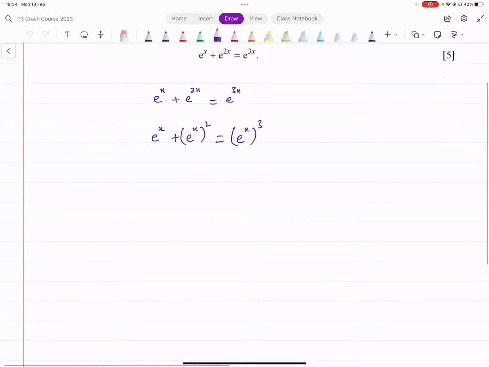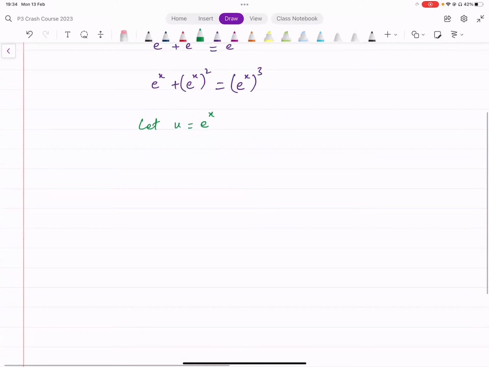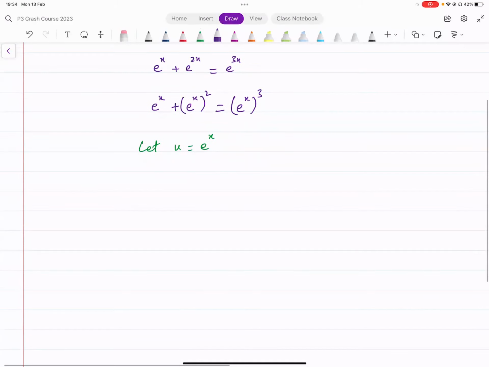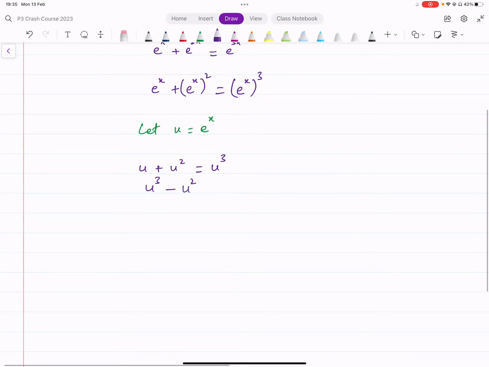And now you could say, let's use a substitution and say, let u equals e power x. What does that give us now? That gives us u plus u square, and that equals u cube. This is a cubic equation now. You can see how to solve this. Take everything to one side. That gives you u cube minus u square minus u equals 0. And now you could take u common. That leaves you with u square minus u minus 1 equals 0.